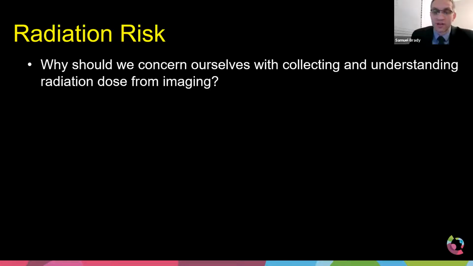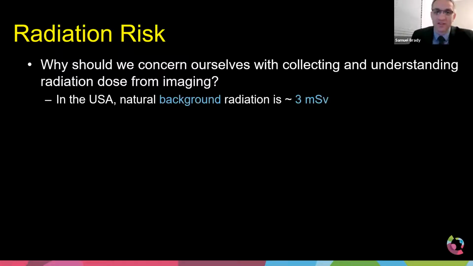So then the real question is, why concern ourselves with collecting and understanding radiation dose from imaging? It's so very low. Well, I hope to answer that question by giving you an example. It's still important for us to consider this. In the US, as an example, our natural background radiation, the amount of radiation we are just exposed to, on average, if you live in the US, every year is 3 millisieverts.